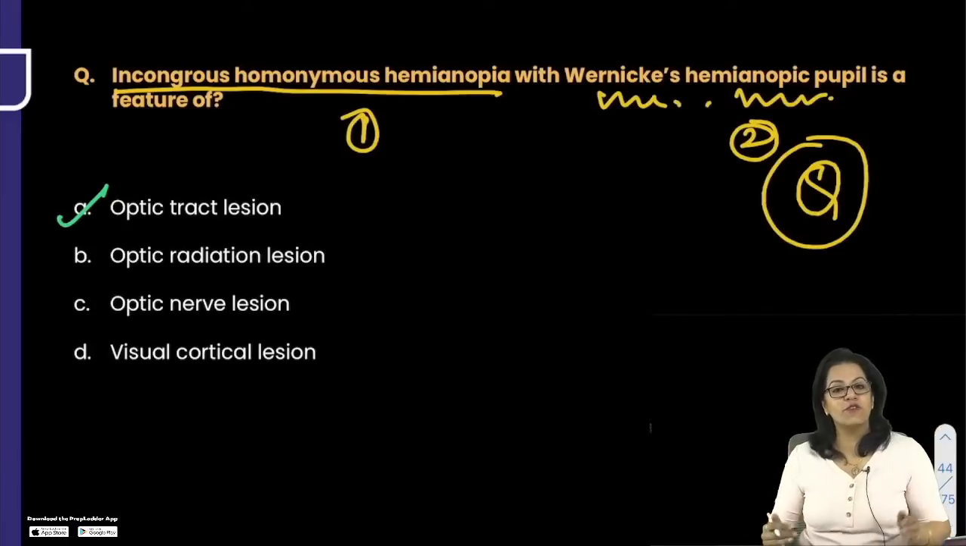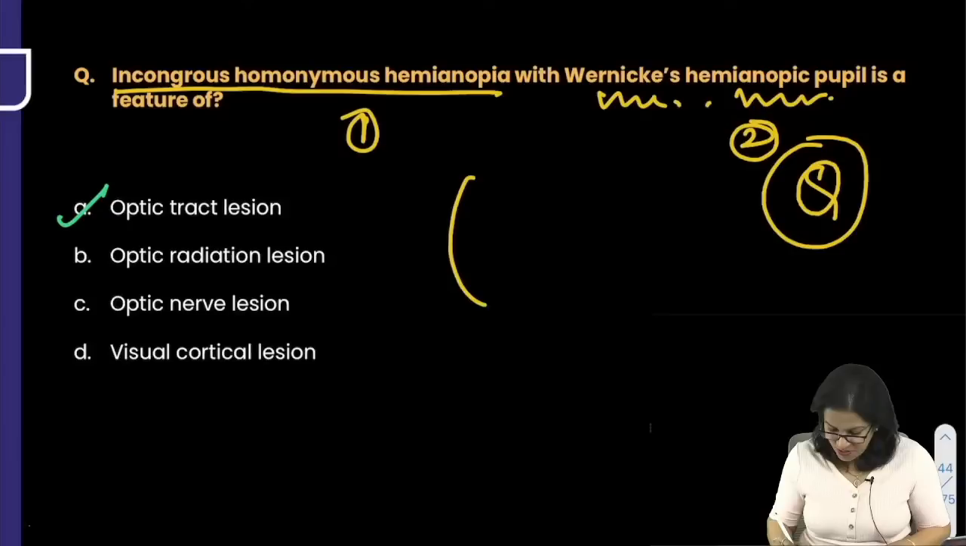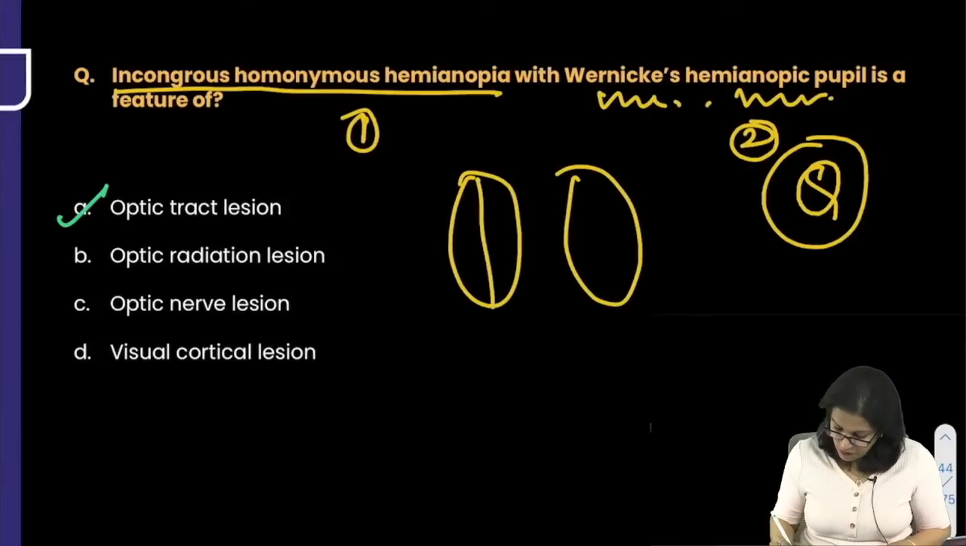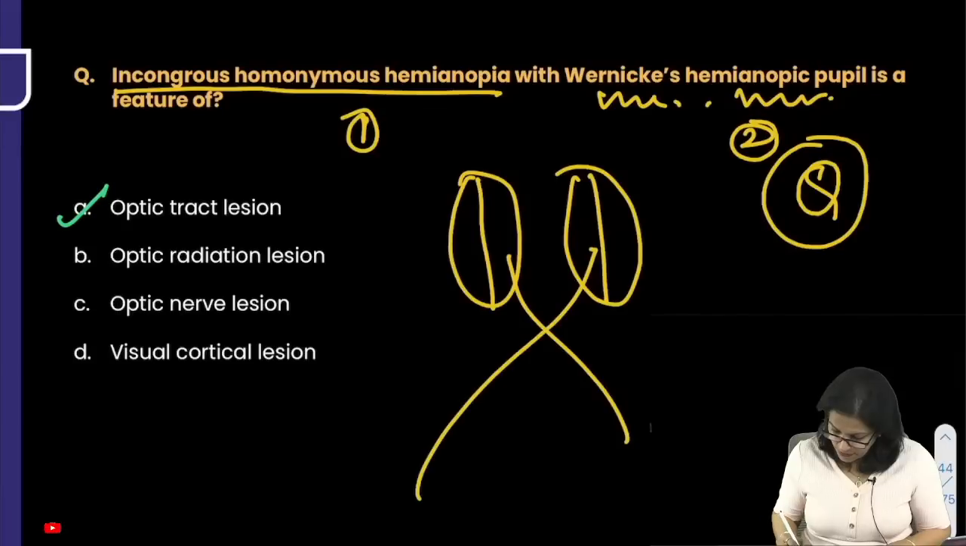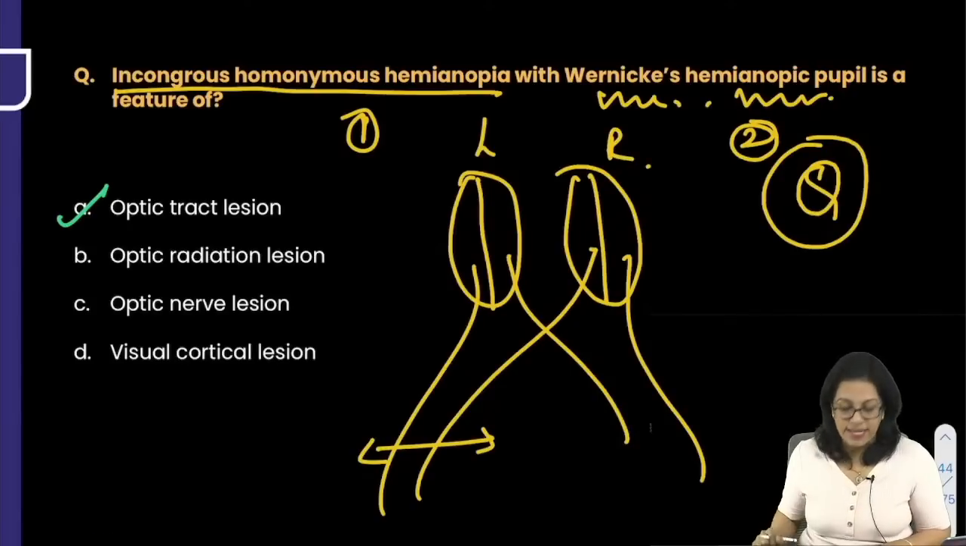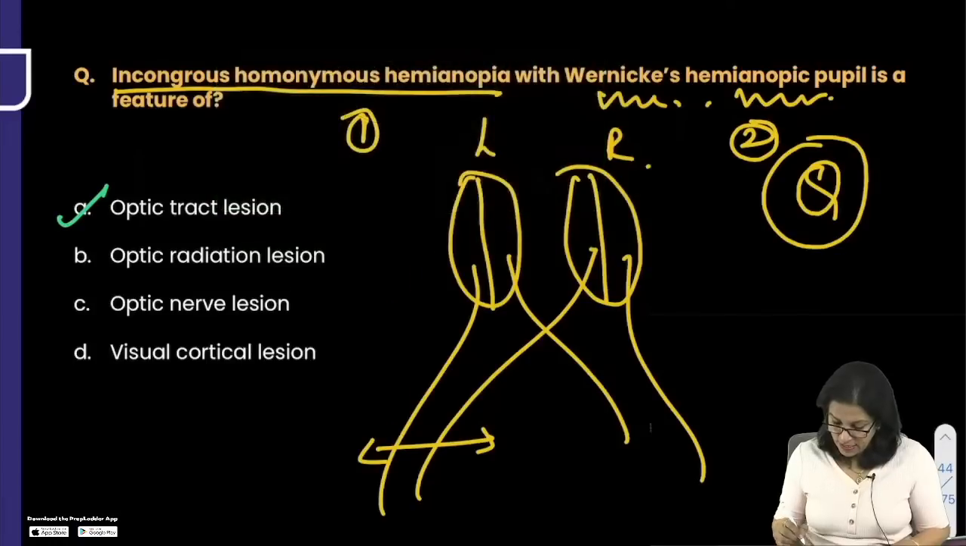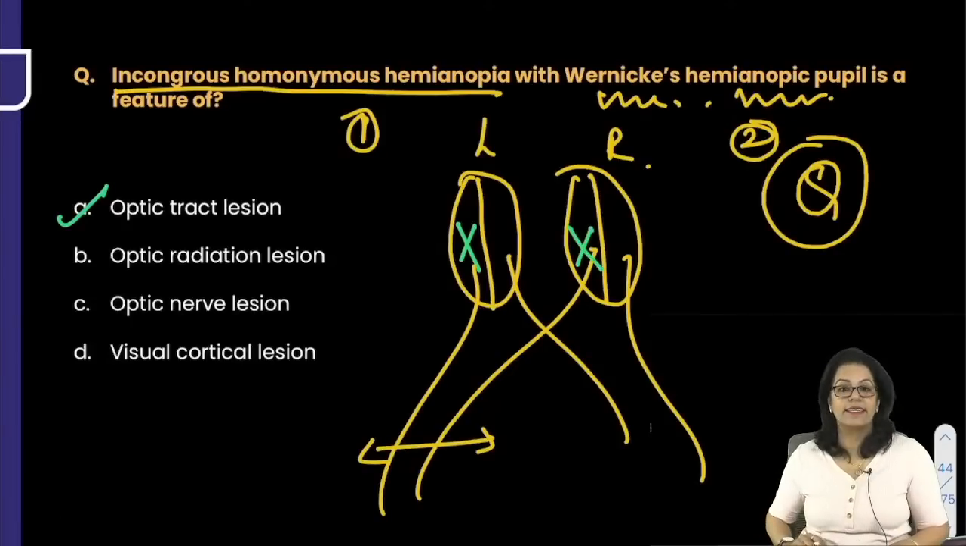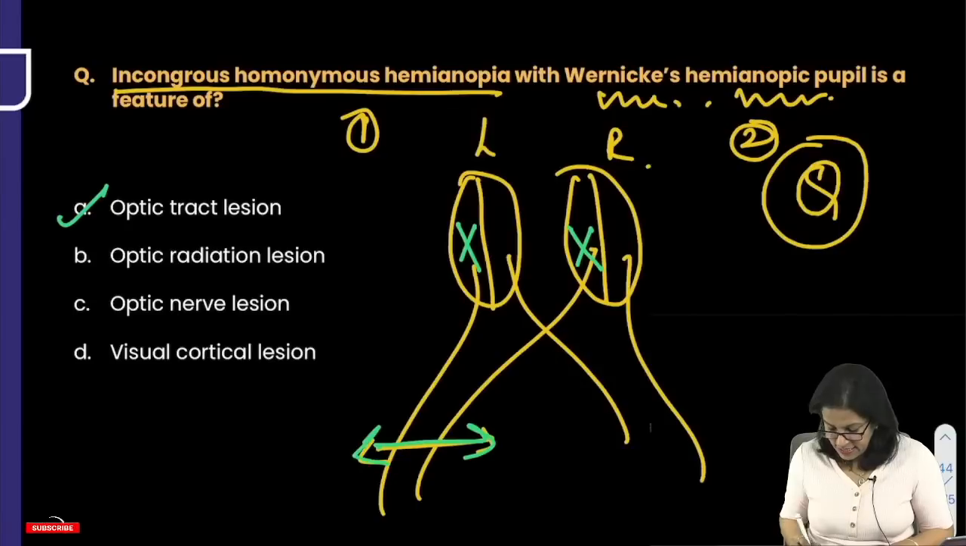Now why do you say it's a feature of tract lesion? It's very interesting, so I will discuss this very quickly. See, if this is what we made just now, suppose there is a tract lesion here. This is the left side, this is the right side, left-sided tract lesion. What do you understand by left-sided tract lesion? What we see is that the left side retina part is not working and this side of the right retina is not working. Do you agree with me? So any lesion here in the tract, this will not work, this is gone and this is gone.